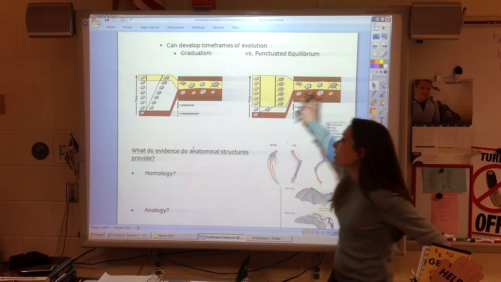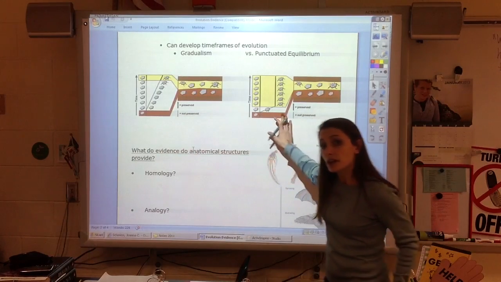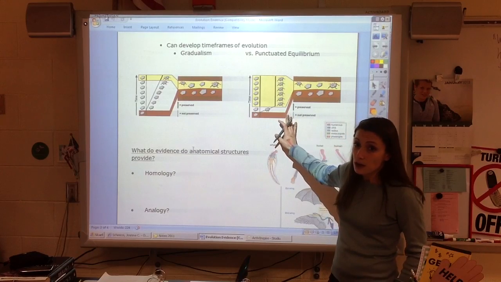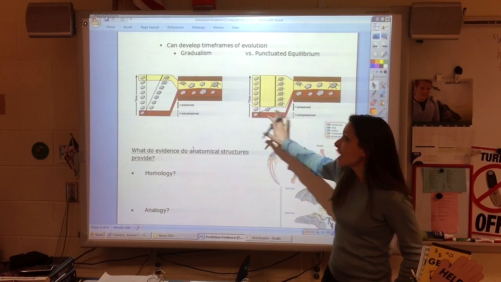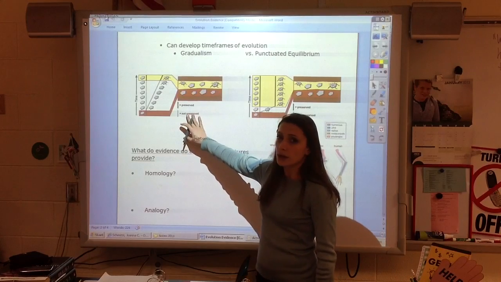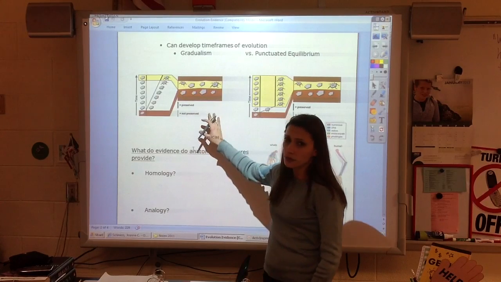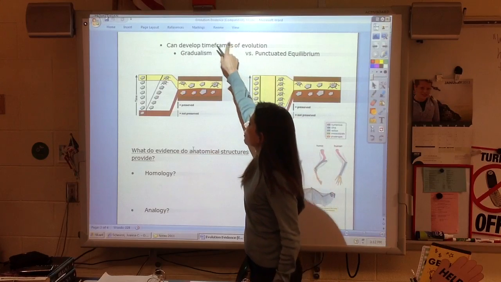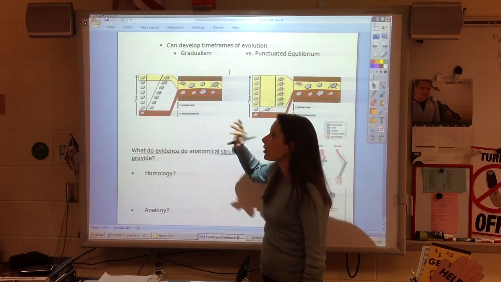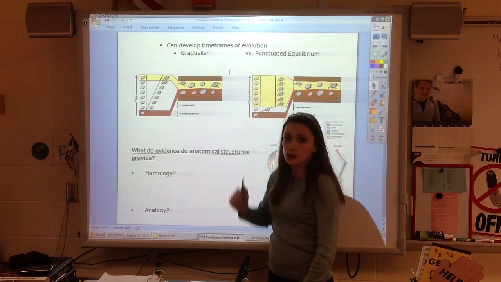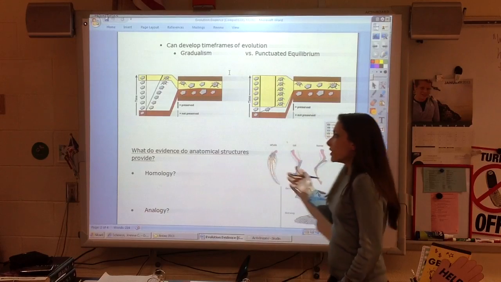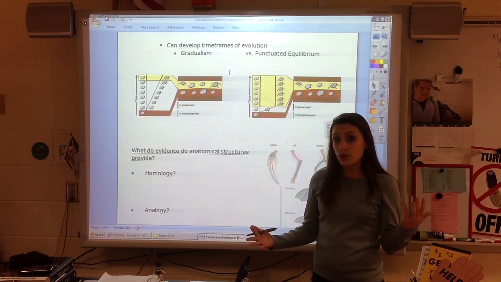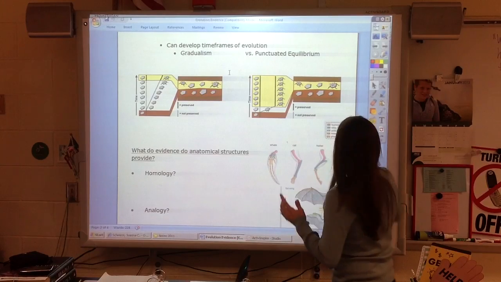We started by talking about one tool we might use to identify that evolution has occurred in the past: the use of the fossil record. We're keeping in mind that we can interpret the fossil record a couple of different ways, and that might result in different time frames, so gradualism versus punctuated equilibrium. Then we talked about anatomical structures and the sort of evidence that they provide that evolution has occurred.